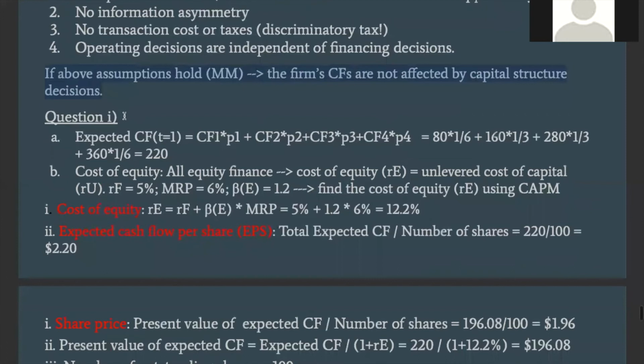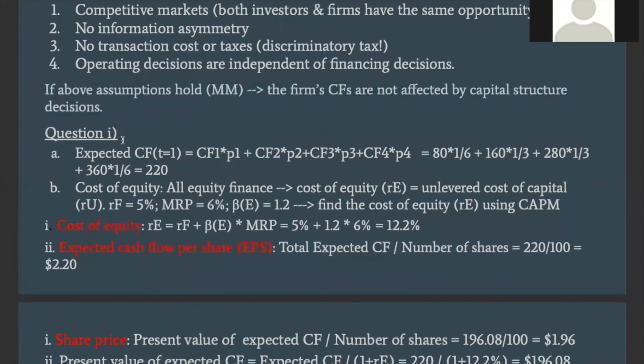With that said, now we move to the fourth question. Here we are asked to solve for the cost of equity and the expected cash flow per year. To do this, we need to come up with information on certain variables. For example, we need to know what is the expected cash flow of the company in year t equals to 1.